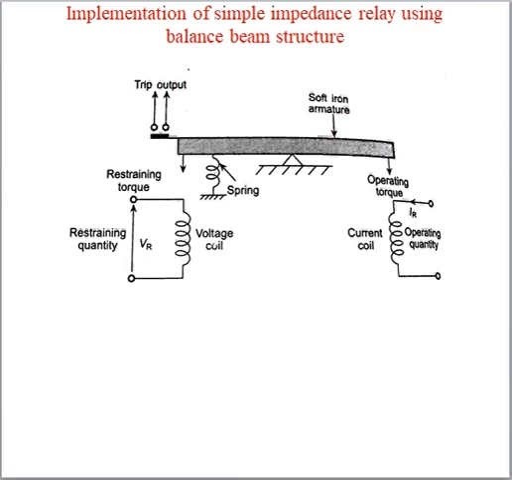Hi, good morning. In the last class we discussed the relay operation with the voltage coil and current coil, the impedance relay. This is the trip circuit and soft iron armature, that is fixed, and it has some spring, voltage coil, and current coil.